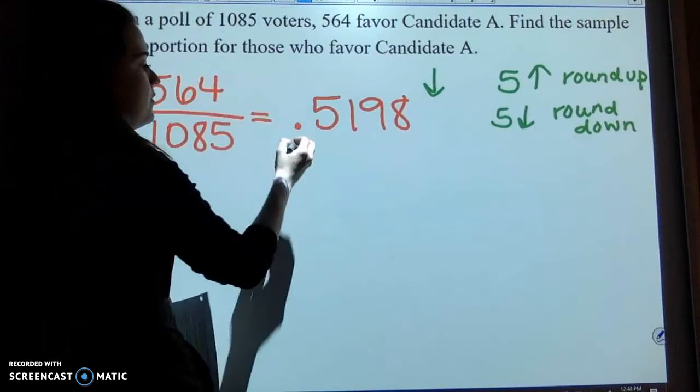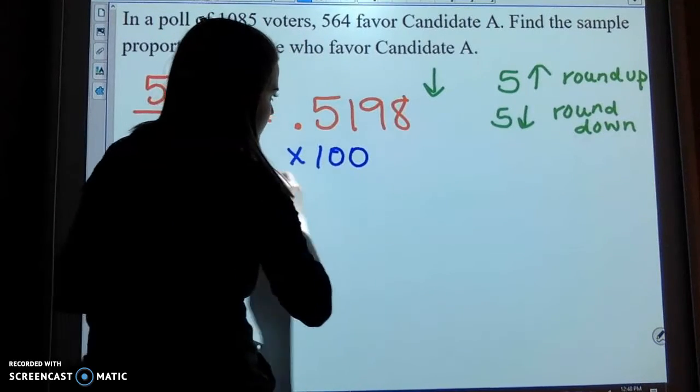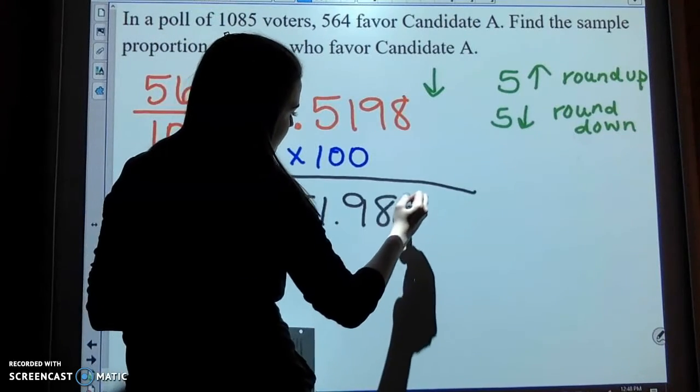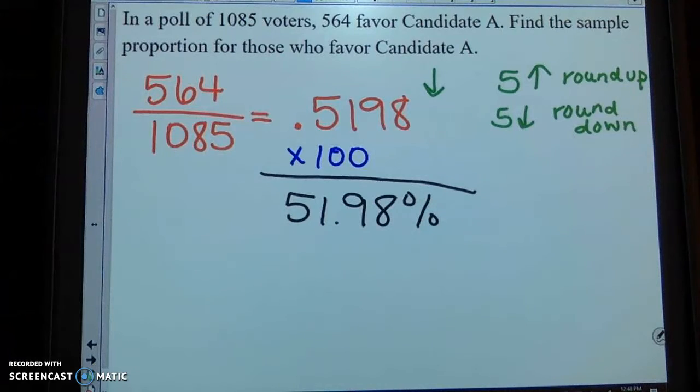Then the next thing we do is we multiply by 100 to get our percent, which gives us 51.98% of voters favor candidate A.